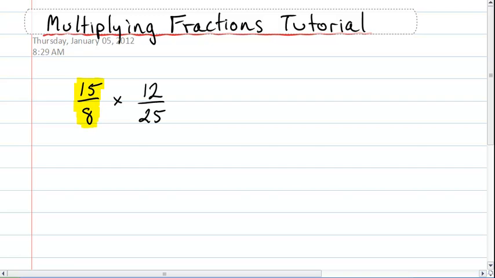So if we take a look at 15 over 8, is there a number that goes into both 15 and 8, a common factor? And no. So we don't worry about that one. And we check out 12 over 25. Is there a number that goes into both 12 and 25? And the answer to that is no.